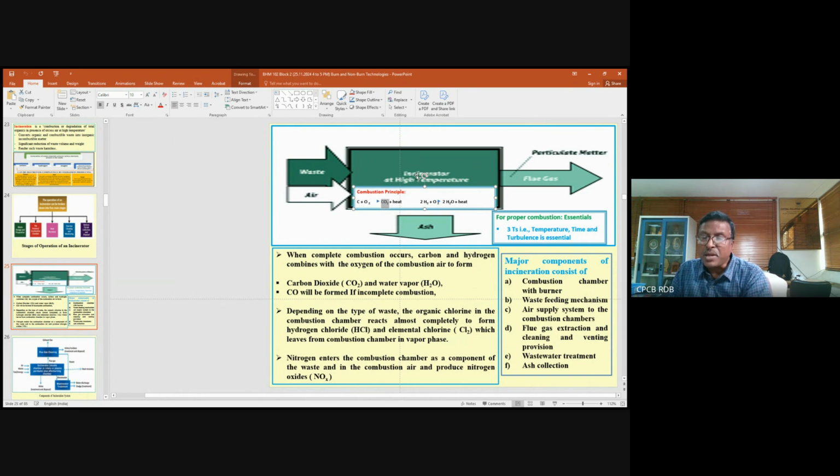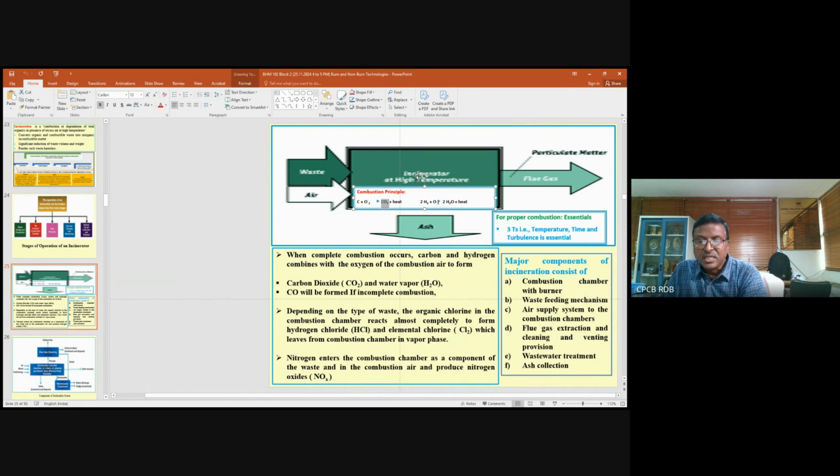Therefore, a proper temperature has to be maintained in the combustion chambers, both primary and secondary chamber, and adequate time should be given for the combustion of these waste materials. There should also be proper turbulence, meaning proper circulation of air, so that the combustion takes place properly. These are the three T's requirement in the incineration process.